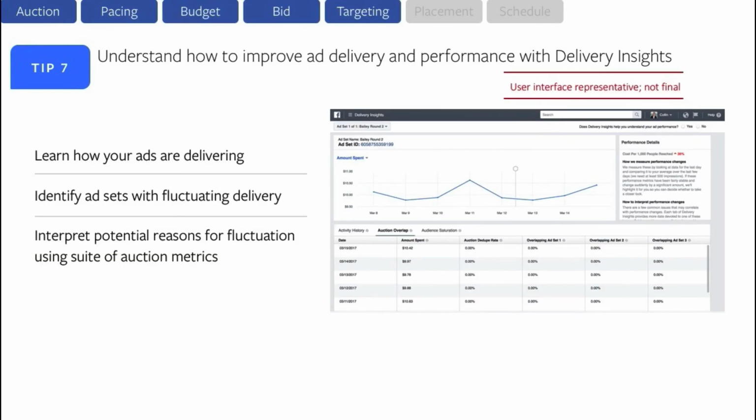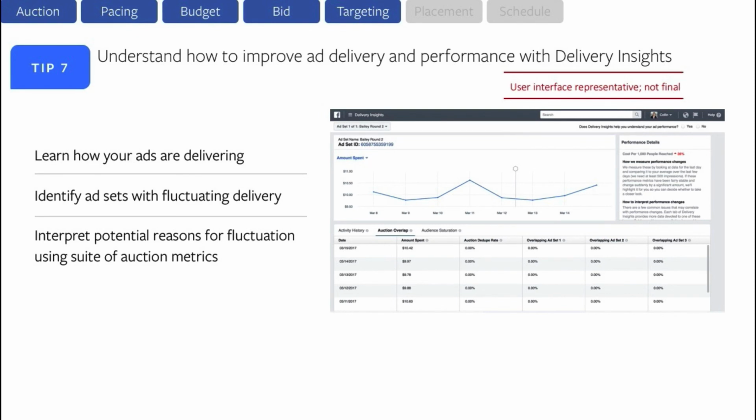Delivery Insights is a self-serve product that alerts you of significant shifts to delivery or performance and surfaces auction metrics and a dashboard that can be used to explain what caused those shifts and how to address them. Delivery Insights focuses on activity history, auction overlap, and audience saturation to explain shifts in delivery or performance and take action.